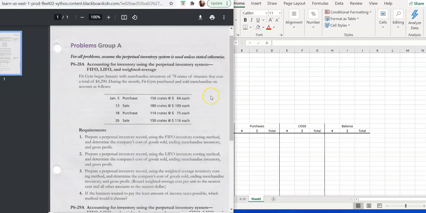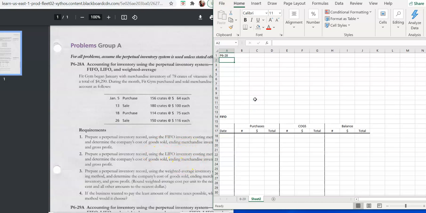Okay, so Fit Gym began January with merchandise inventory of 78 crates of vitamins that cost a total of $42.90. During the month, Fit Gym purchased and sold merchandise on account as follows. And we have some stuff here. And we're supposed to do the same thing: cost of goods sold, ending inventory, and gross profit under FIFO, and then under LIFO. Those are the only two we're doing.